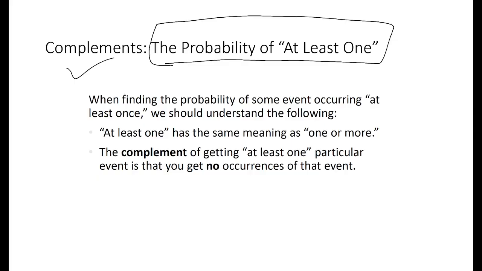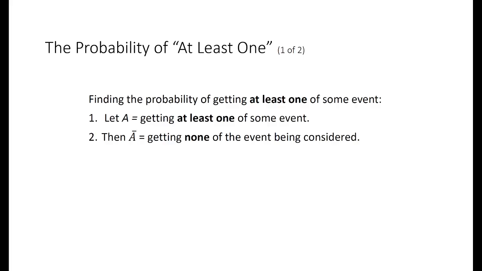So when finding the probability of some events occurring at least once, we should understand the following. At least one has the same meaning as one or more. The complement of getting at least one particular event is that you get no occurrence of that event.